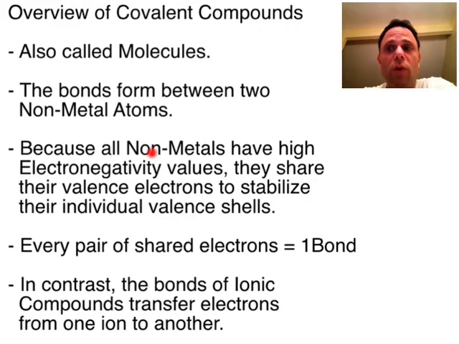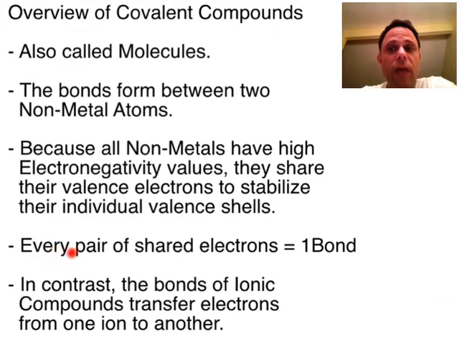Now, because all nonmetals have high electronegativity values, they share their valence electrons in order to stabilize their individual valence shells. Now, what that means is, electronegativity relates to the affinity for acquiring new electrons. Both atoms want new electrons, so neither one can get them, so they share them.